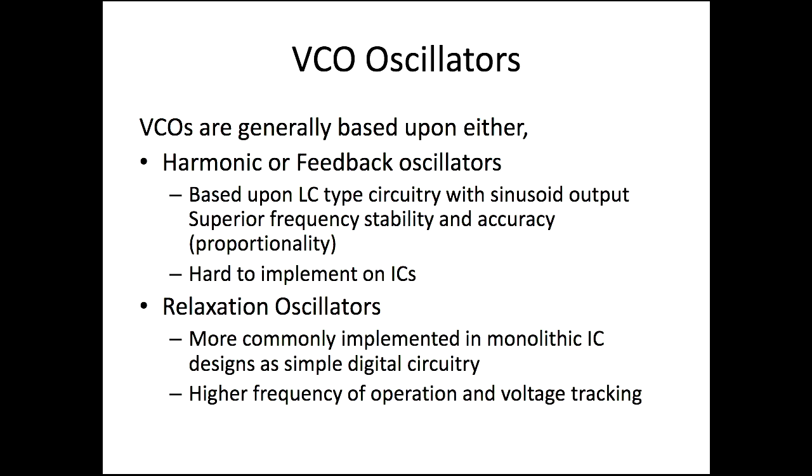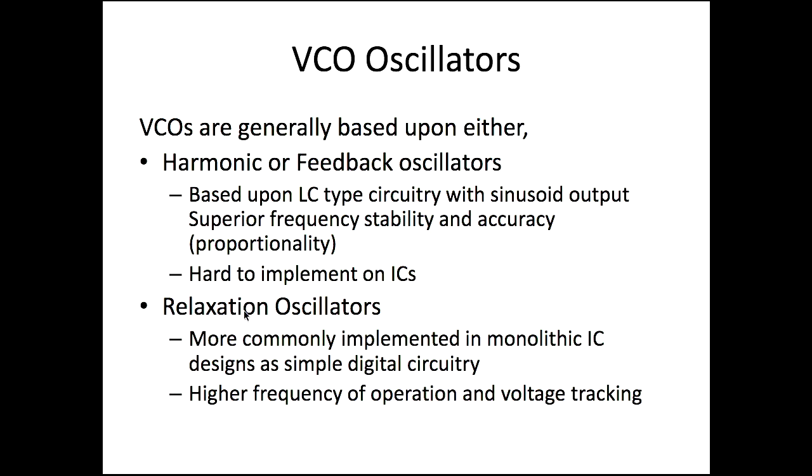So VCOs are generally based upon either harmonic or feedback oscillators, and when you are using these two oscillators, the advantage is they are very stable and accurate. Stable means the clock is very stable, it will not move, and accuracy means your frequency will not vary. It is not easy to make such an oscillator, because an oscillator will work, but the frequency can shift. These types are very good, but hard to implement on ICs. When you are implementing on ICs, it is difficult.